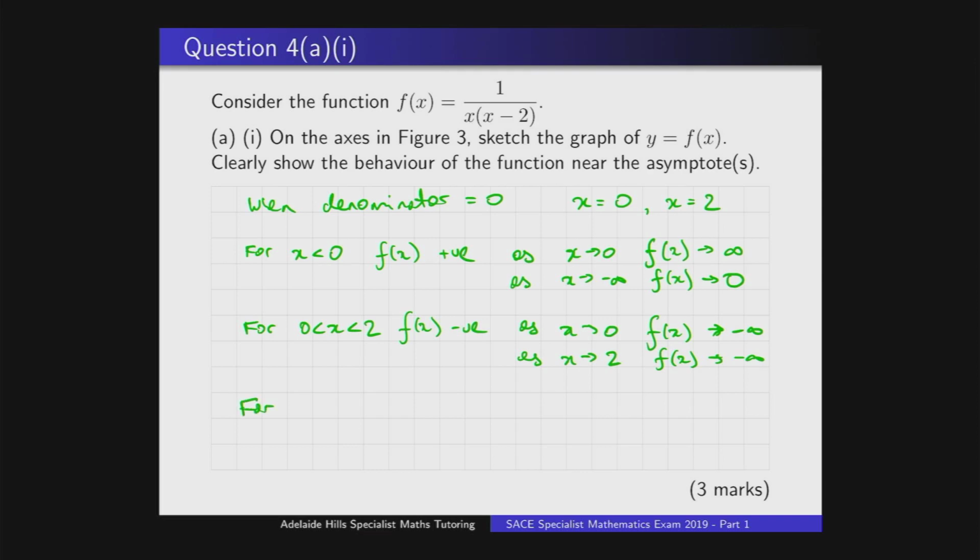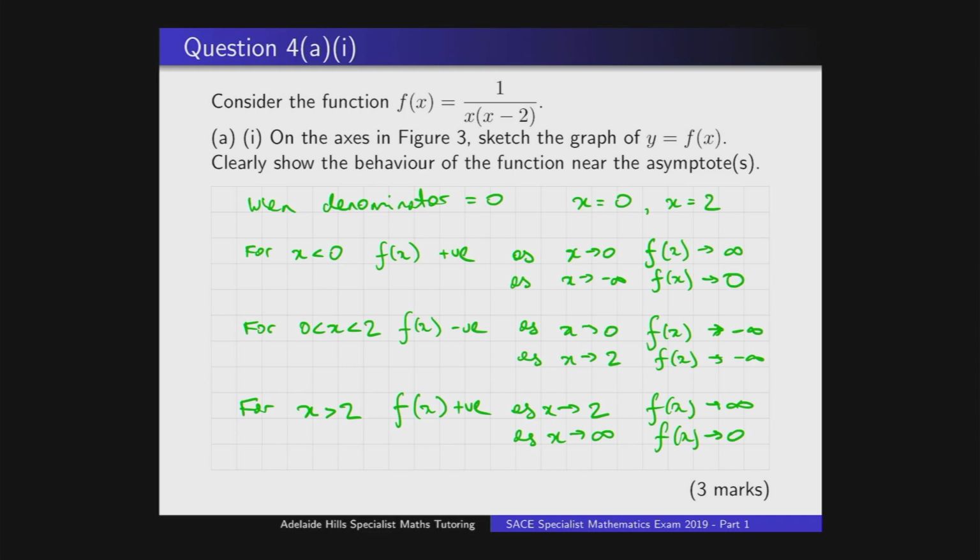And the last region we want to think about is when x is greater than 2. And in this case, x minus 2 stays positive. When x is also positive, sorry, it's not 0, it should be 2. Let me just correct that. We're interested in x greater than 2. f of x is positive, and as x goes to 2, then f of x is going to infinity, and as x goes to infinity, f of x goes to 0. Okay, because the denominator is going to infinity times infinity, which is just going to infinity.